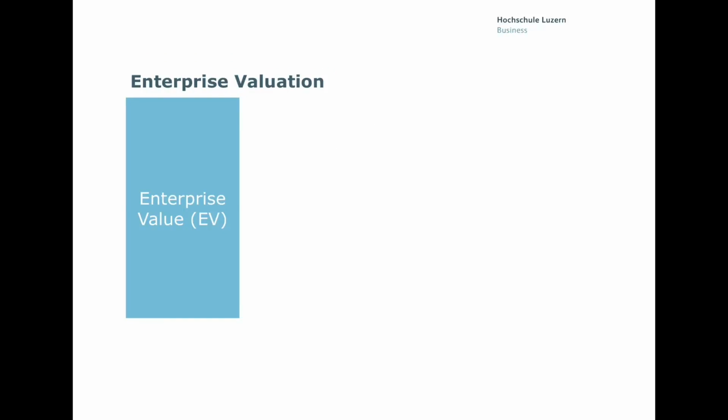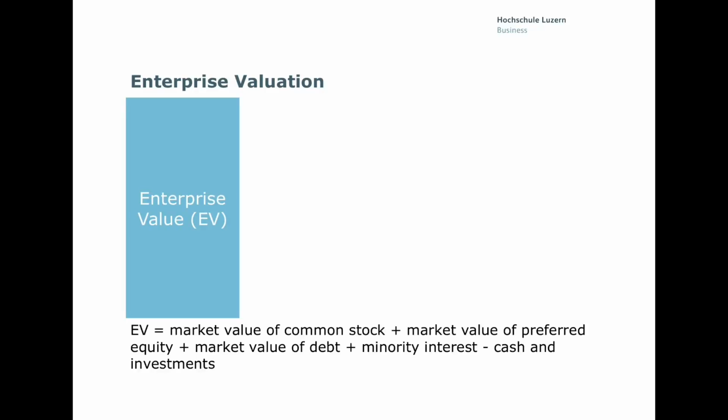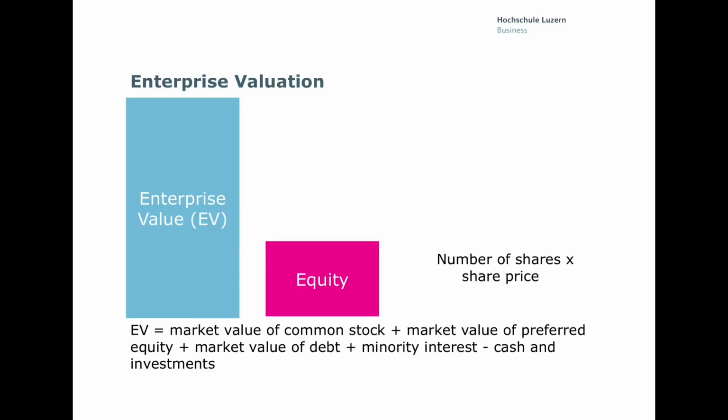In company valuation, we distinguish between a valuation based on enterprise value and a valuation based on equity value. The enterprise value consists of the market value of common stock plus the market value of preferred equity plus the market value of debt plus the minority interest minus cash and investments. The equity value is then the number of shares times the share price. The difference between enterprise value and equity value is net financial debt.